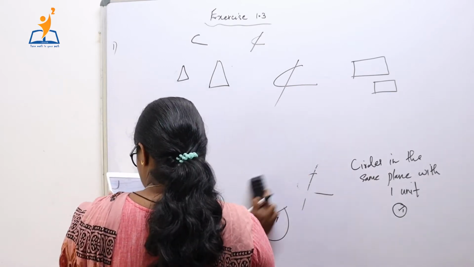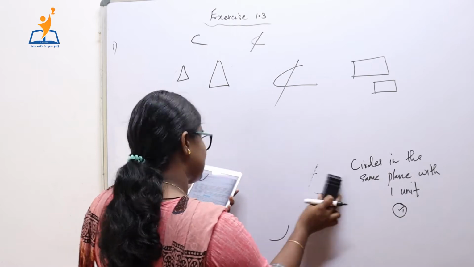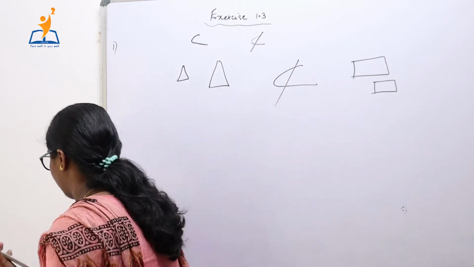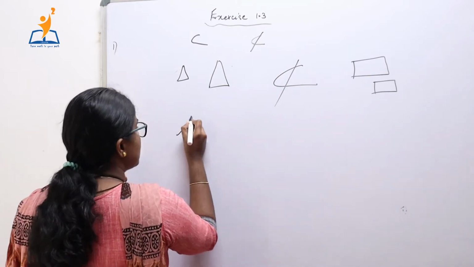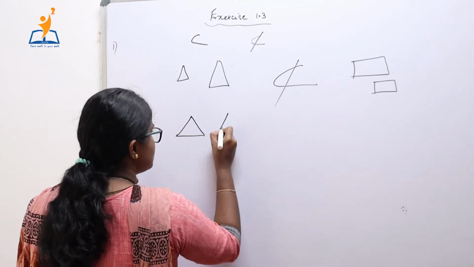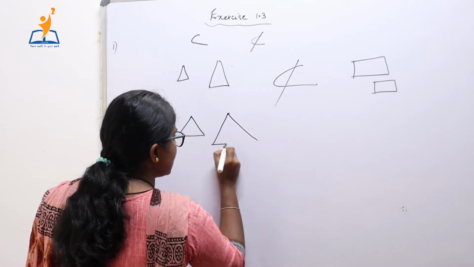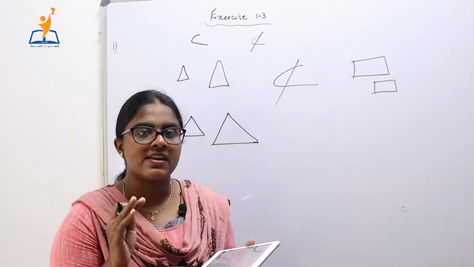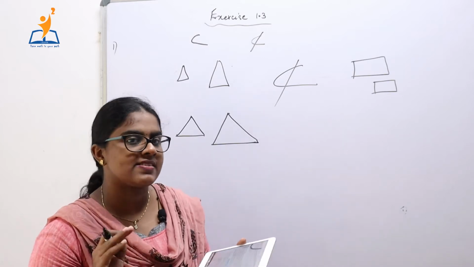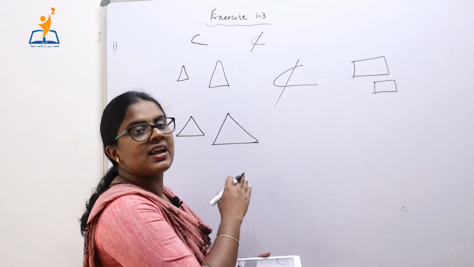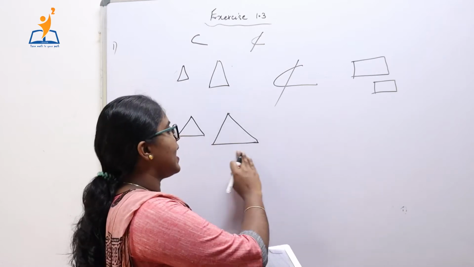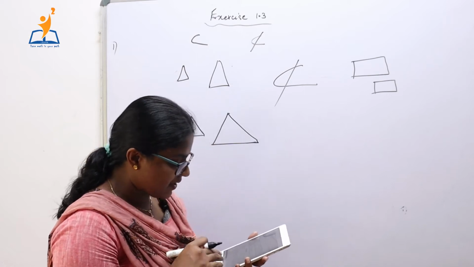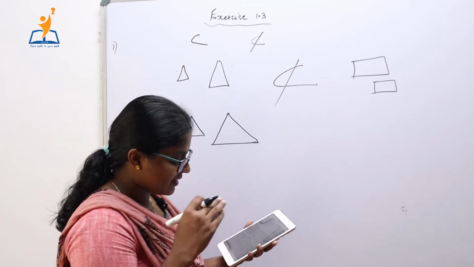We have the set of equilateral triangles in a plane. In this question, on this side we have the set of equilateral triangles, which means all three sides are equal. What is an equilateral triangle? An equilateral triangle is a triangle in which all three sides are equal. Only such triangles are present in this set, and in the other set we have the set of all triangles in the same plane.